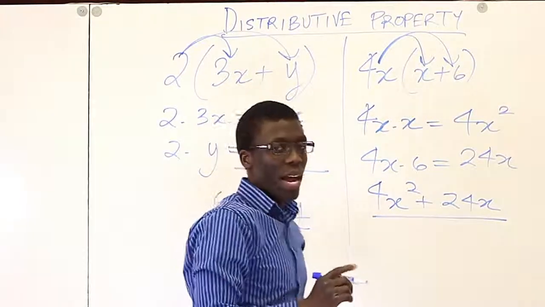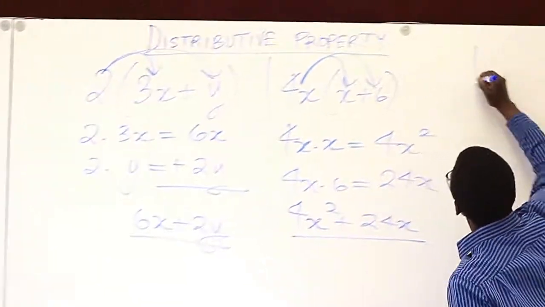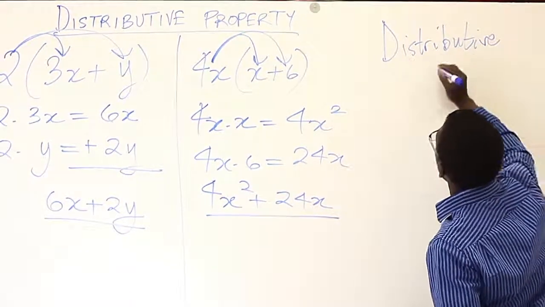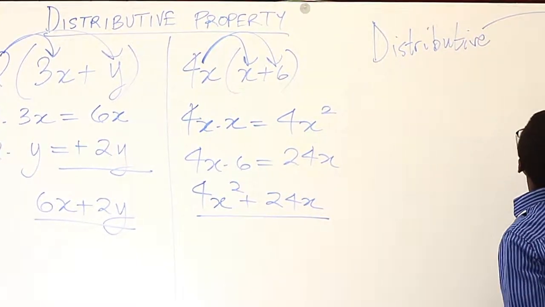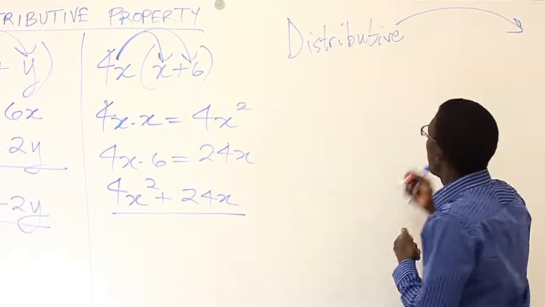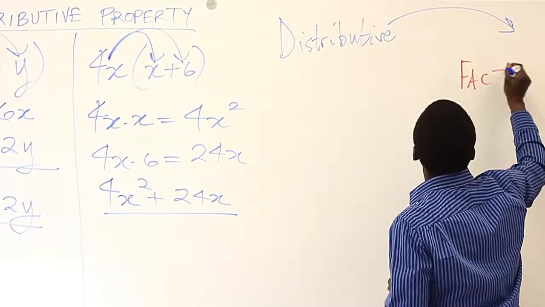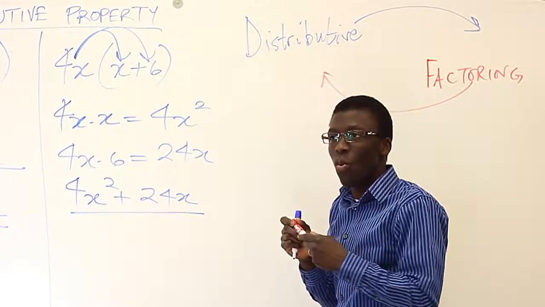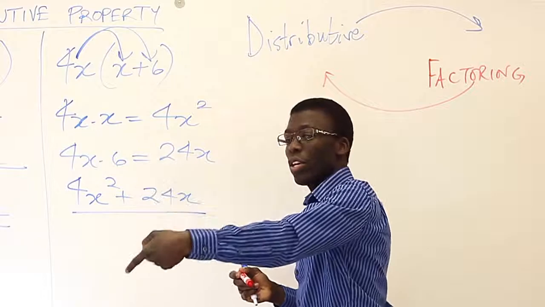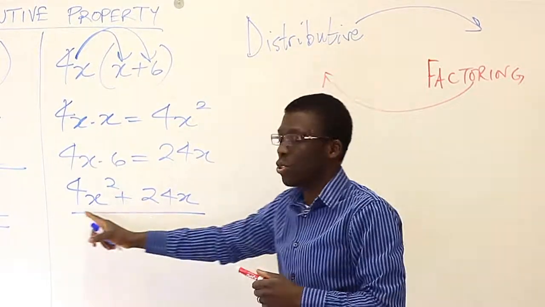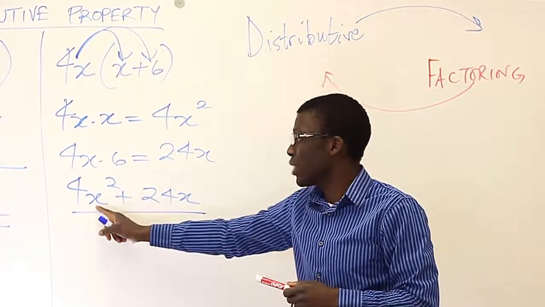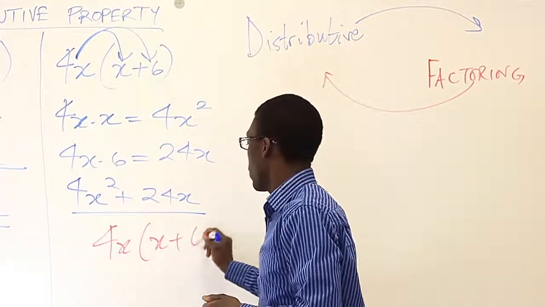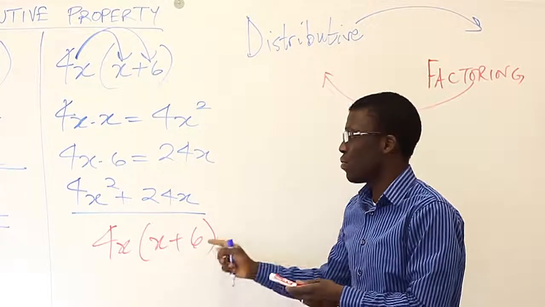A quick note on factoring and the distributive property. The distributive property, okay, does one thing. It takes something in one direction. Factoring, on the other hand, takes it back, okay? So one takes you in one direction, the other one brings you back. So if I told you to factor this, you would actually have 4x times (x plus 6). That would be the factored form, okay?